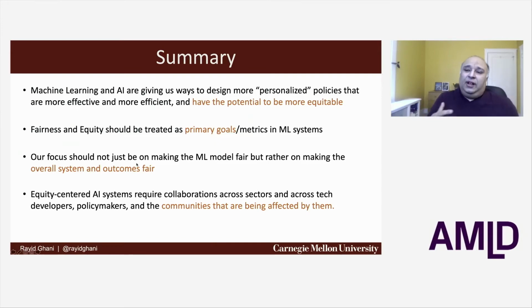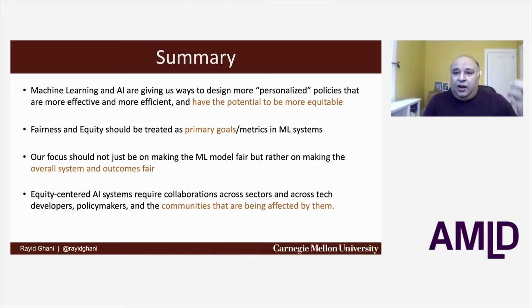And overall, to wrap up, in all of these examples, what we're used to seeing is machine learning and AI giving us ways to be more personalized. It was personalized advertising, personalized political targeting, but also personalized policies. In general, the goal has been to be more efficient, maybe more effective. But I think now we have to think that it's not enough to be efficient and effective. We need to be more equitable.